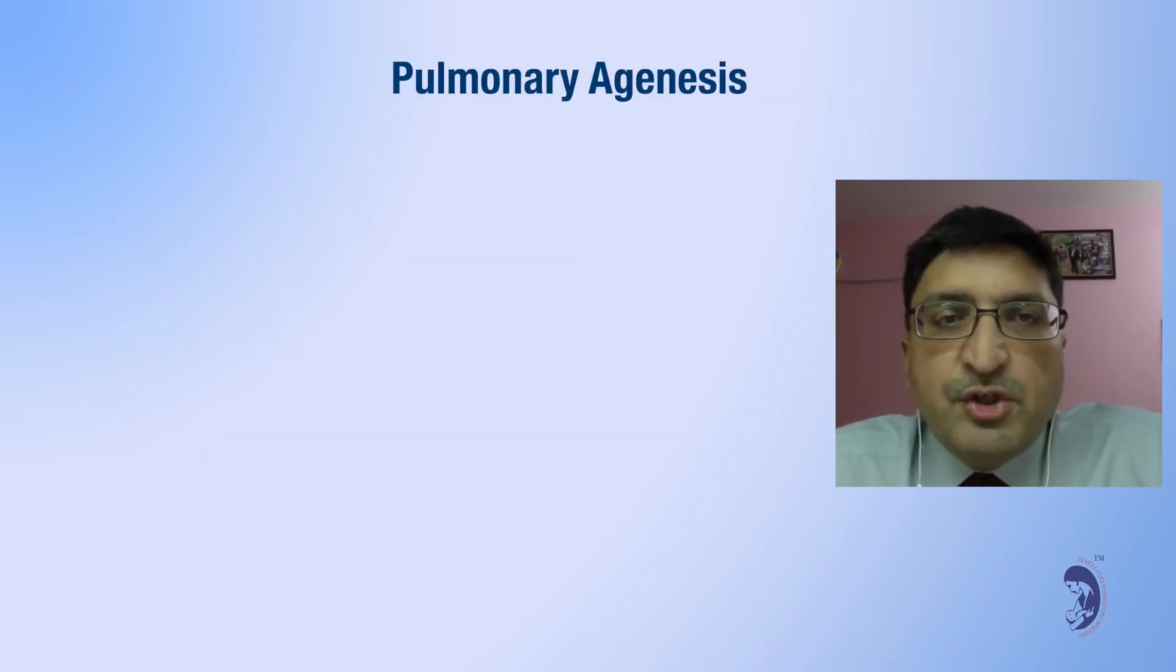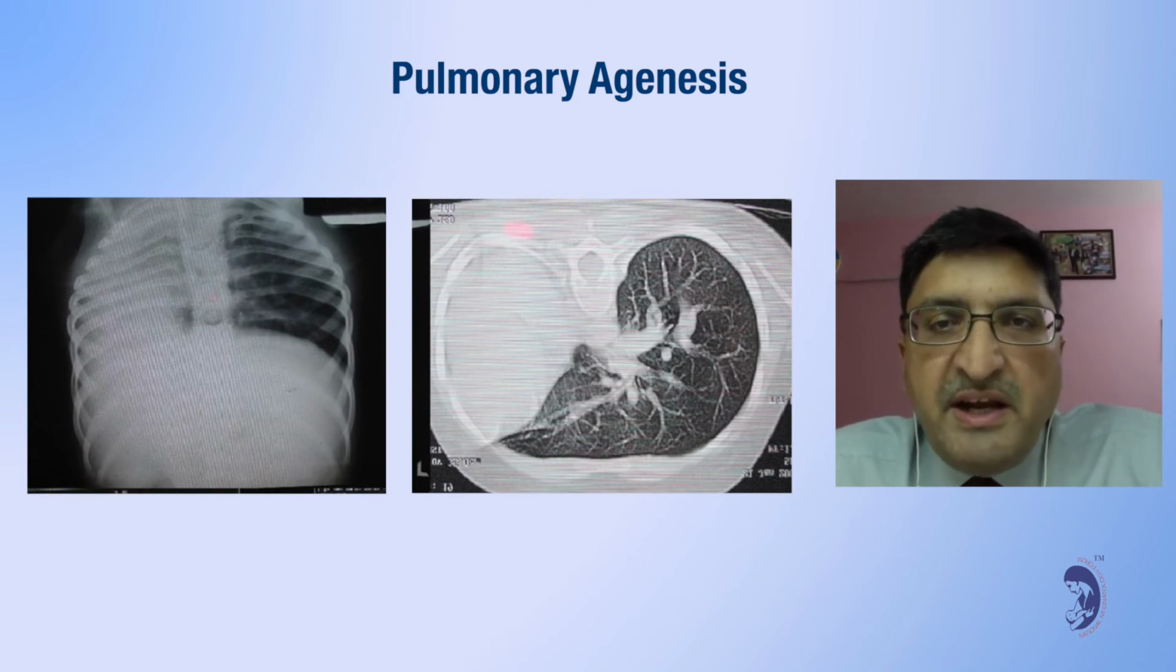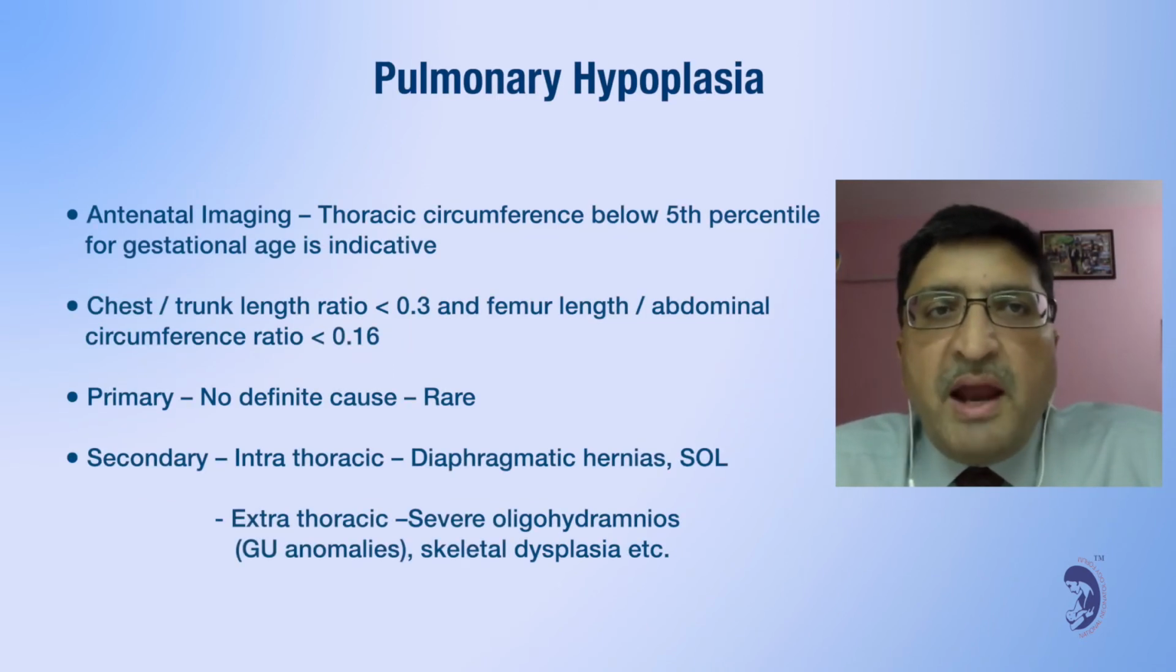This is the X-ray which shows a pulmonary agenesis on the right side and a CT scan which confirms the finding on the X-ray. Pulmonary hypoplasia may be picked up on antenatal imaging. The thoracic circumference in these babies is below the 5th percentile for the gestational age.